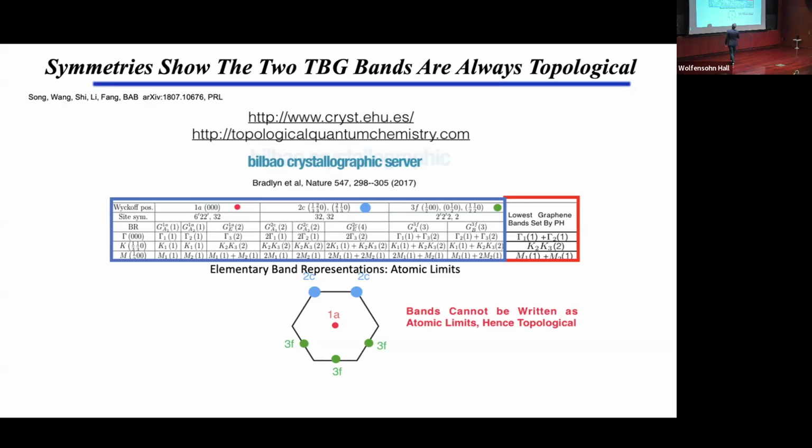this atomic limit. So the problem is that these representations of the gamma point of the flat bands don't match this one, okay? Don't match this gamma 3. They're two one-dimensional representations and not a two-dimensional representation, okay? The other ones at the K point and the M point, they match it. Okay, so that's the first piece of information.